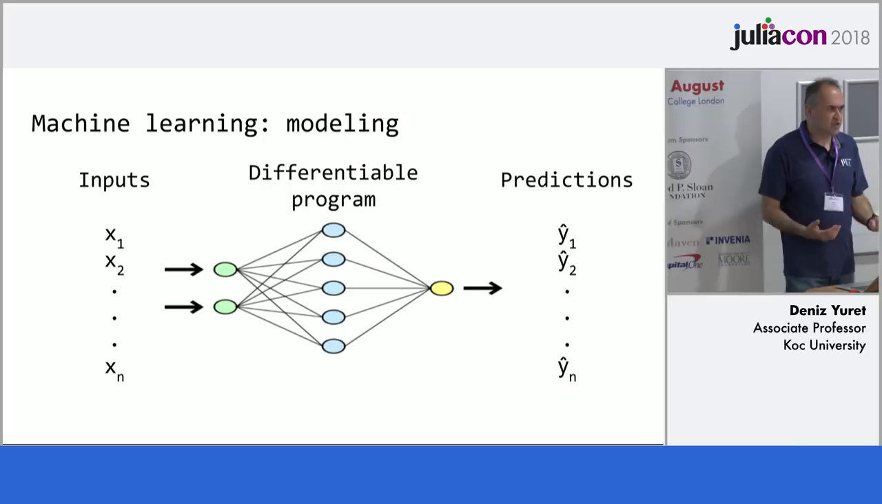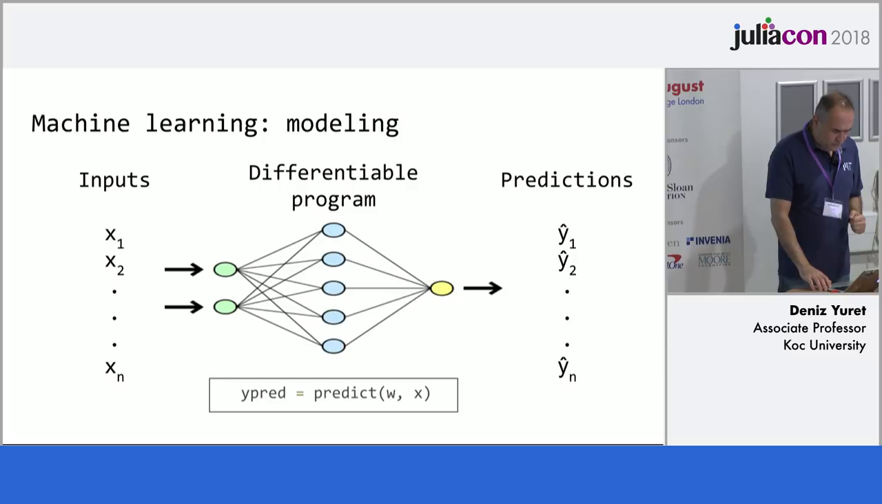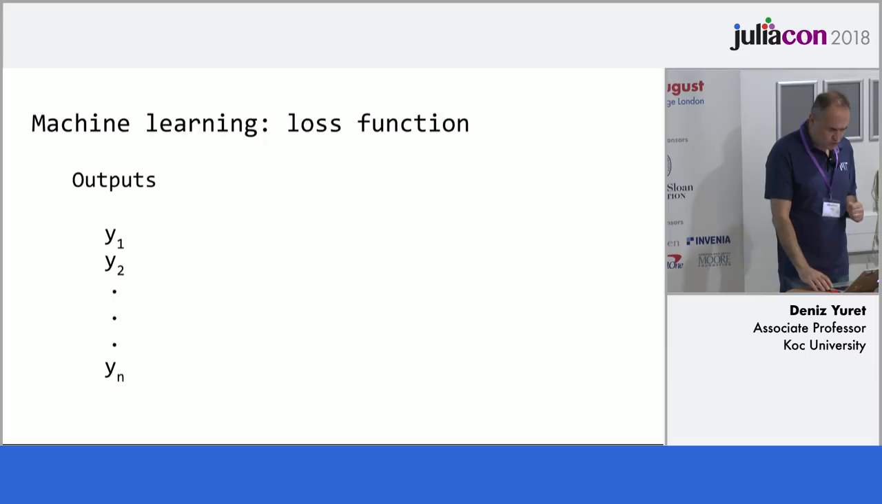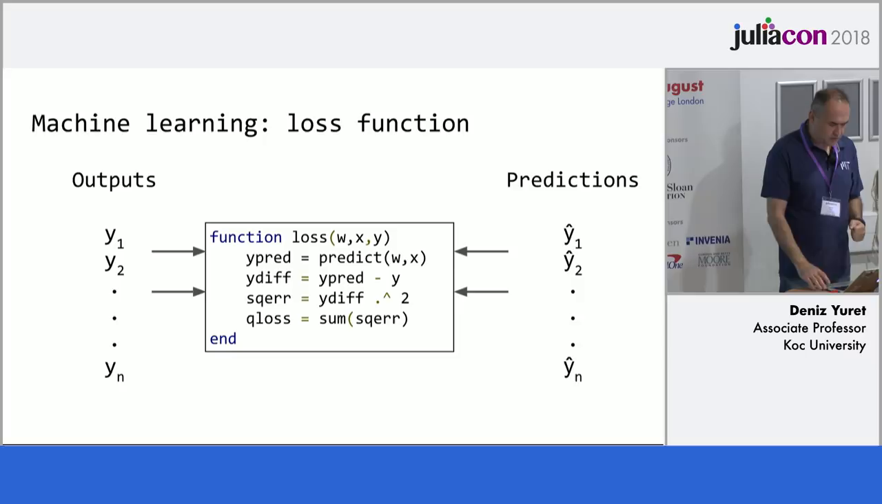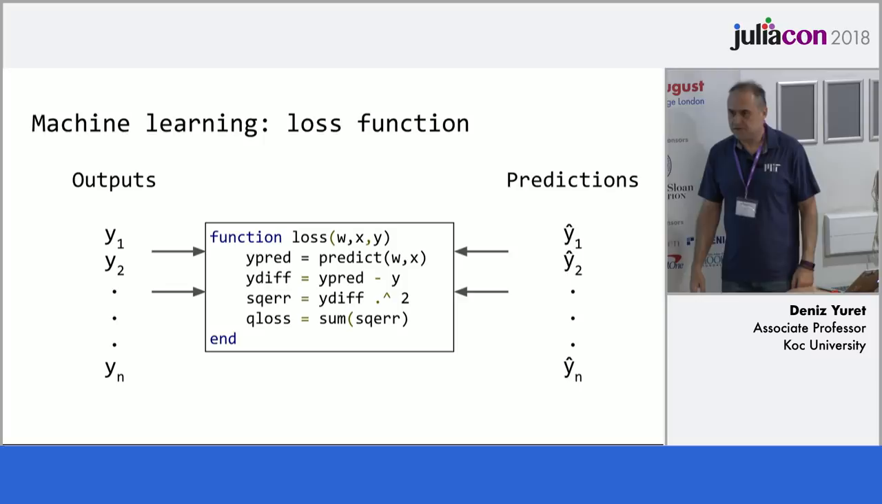So we need a way to evaluate how good or how bad our predictions are compared to the real outputs. For that, we need a loss function. That's the final ingredient of supervised learning. So we take the real outputs on the right and our predictions on the left, and then we feed these things into a loss function.